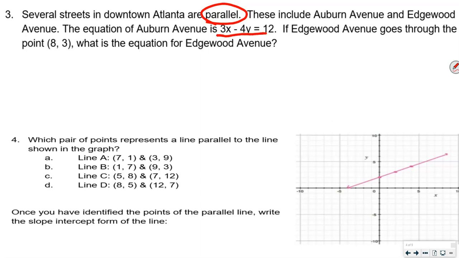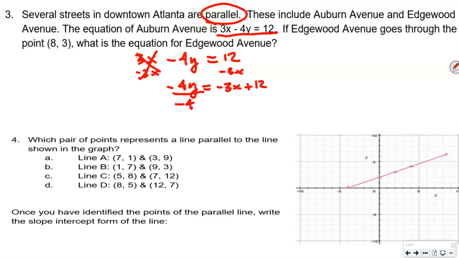So here again, we're going to take this equation and put it in y equals format. It was 3x minus 4y equals 12. So I'm going to subtract 3x from both sides. So now it's gone from there. I got negative 4y equals negative 3x plus 12. I'm going to divide everything by negative 4. So when we do that, we get y is equal to, remember, if we divide a negative by a negative, we get a positive. Okay, so this is 3/4 x. And 12 divided by negative 4, if we divide a positive by a negative, we get a negative, is minus 3.